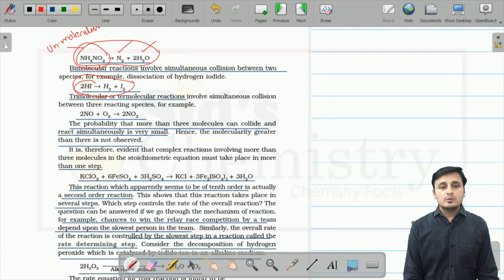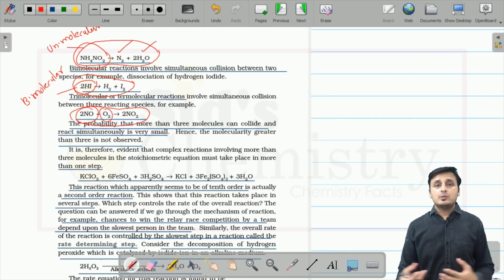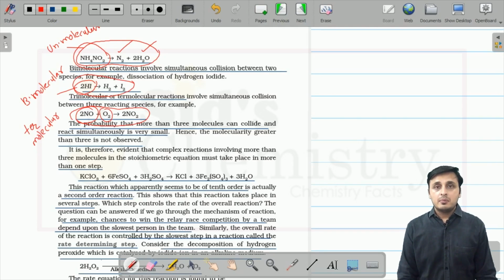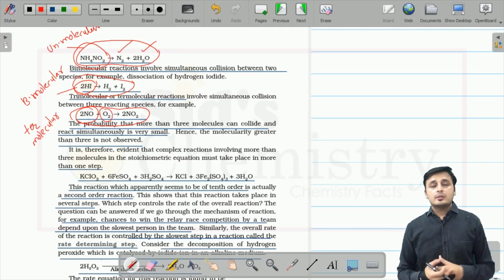So 2HI molecules collide with each other, so therefore it is a bimolecular reaction. You can see the third example that we have 2 NO molecules and 1 O2 molecule. So total 3 species, 3 molecules collide with each other simultaneously, and therefore it is called a termolecular reaction. So this is termolecular reaction. Now dear friends, remember that कोई भी reaction termolecular से आगे नहीं हो सकती.